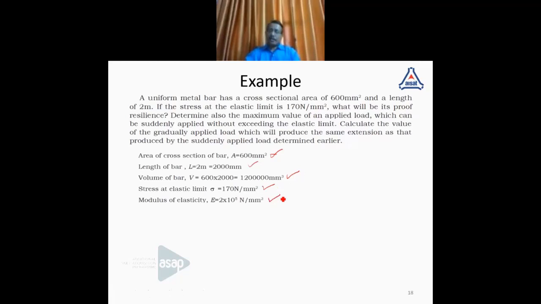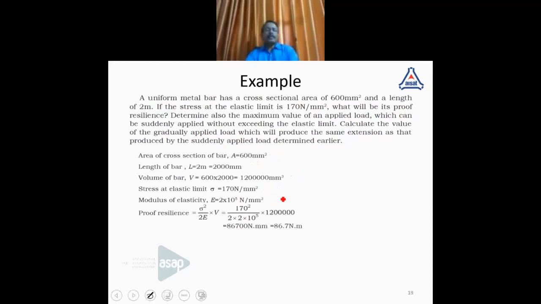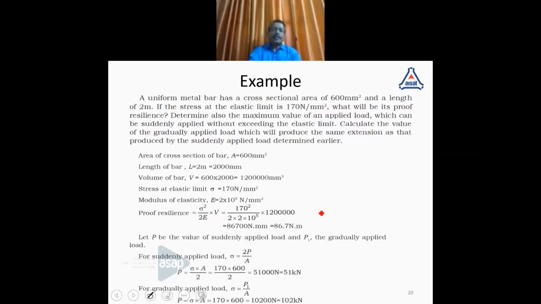And using this, we can determine the proof resilience, sigma square by 2E into the volume. And that you can determine, and that is one part of the question. And if the suddenly applied load is P, P is the value of suddenly applied load and P1 the gradually applied load.